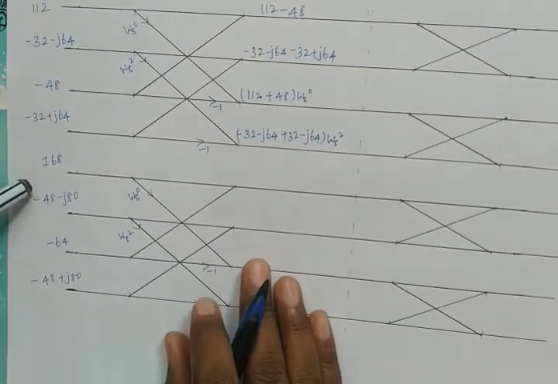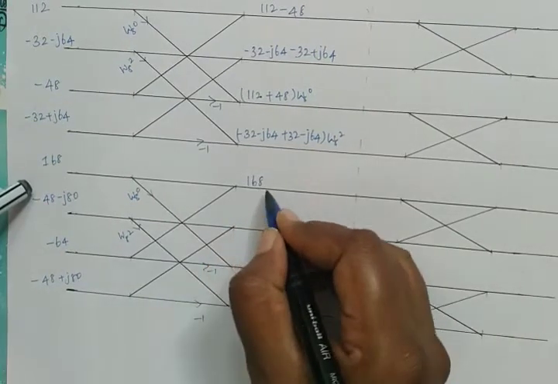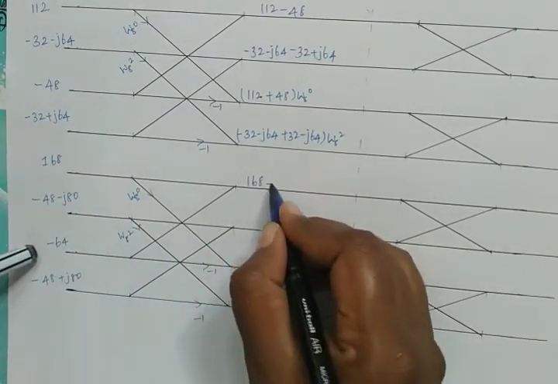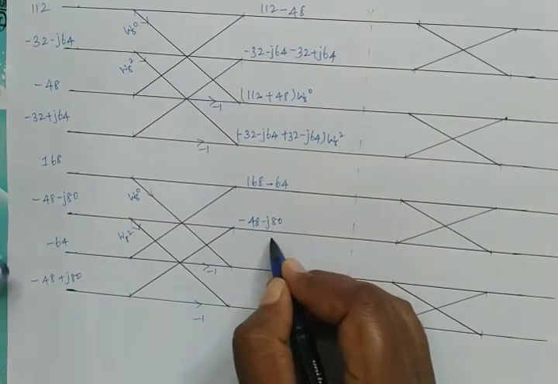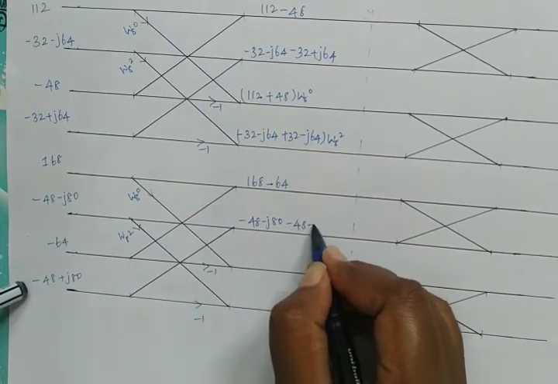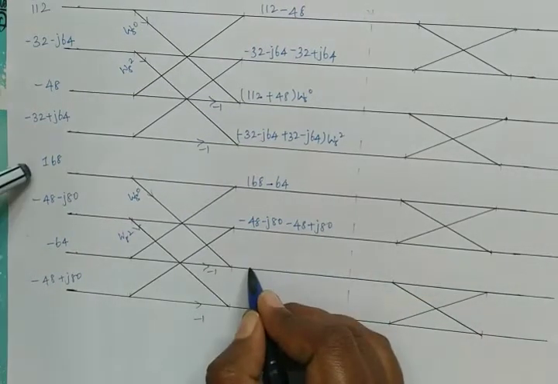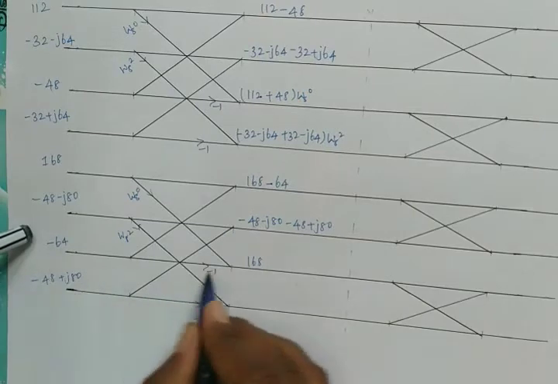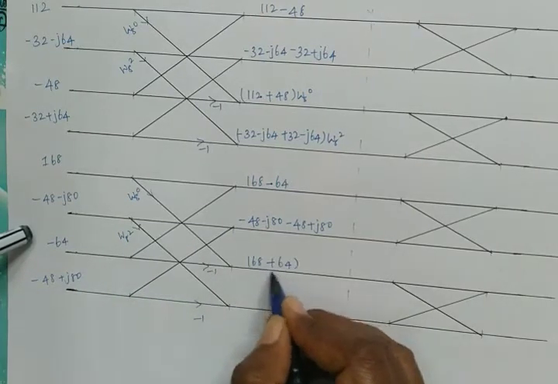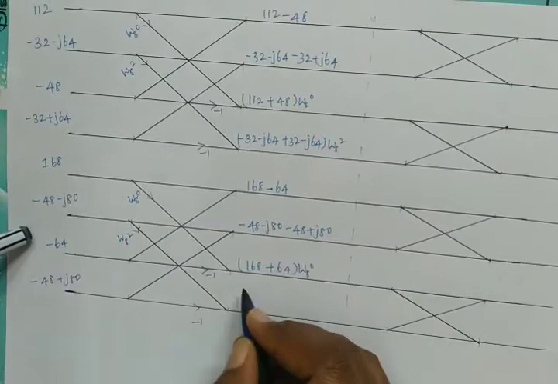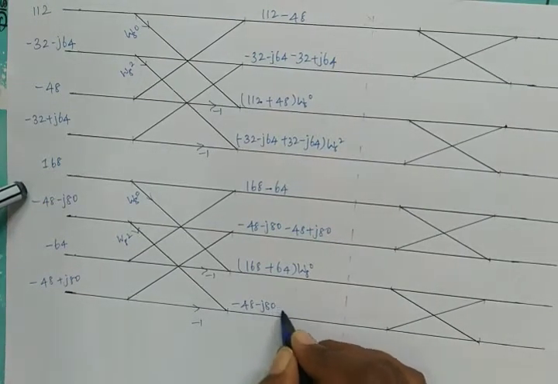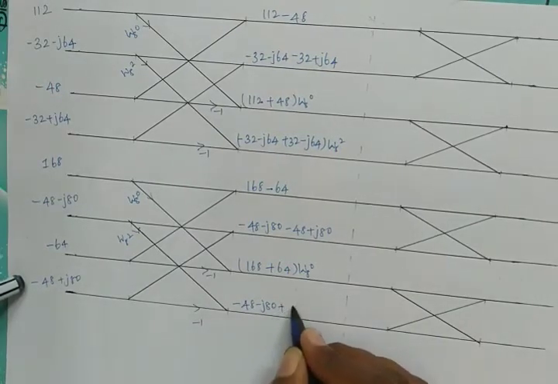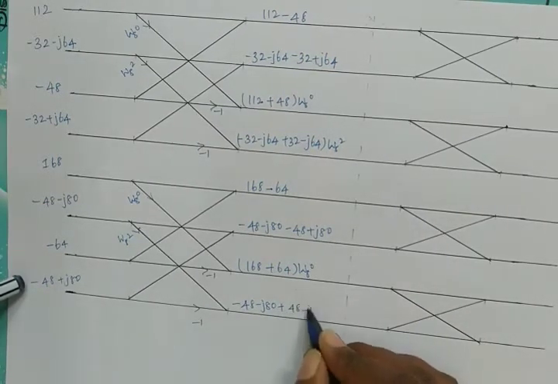Then let us move on to the next one. So here it is 168. Here we have 168 minus 64. Here minus 48 minus j80, and here it is minus 48 plus j80. Then here we have 168, so minus into minus will be plus 64 into W8 power 0. Then here it is minus 48 minus j80. Then minus into minus plus 48, plus into minus minus j80 into W8 power 2.